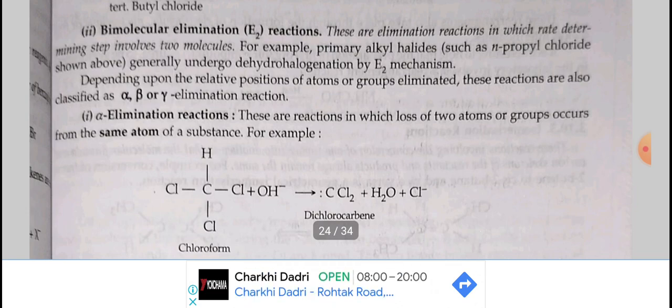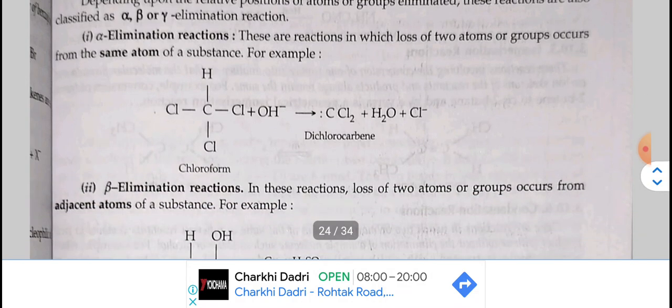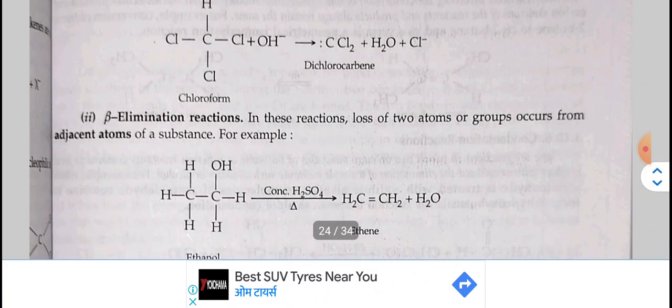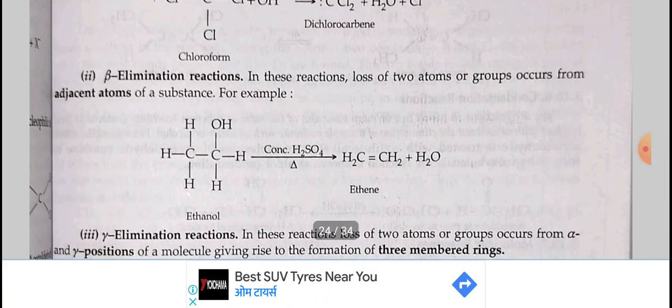Alpha elimination reactions. These are reactions in which loss of two atoms or groups occurs from the same carbon atom of the substance. For example, chloroform gives dichlorocarbene plus water plus chloride ion. Beta elimination reactions. In these reactions, loss of two atoms or groups occurs from adjacent atoms of the substance. For example, ethanol on concentrated H2SO4 with heating gives ethene plus water.